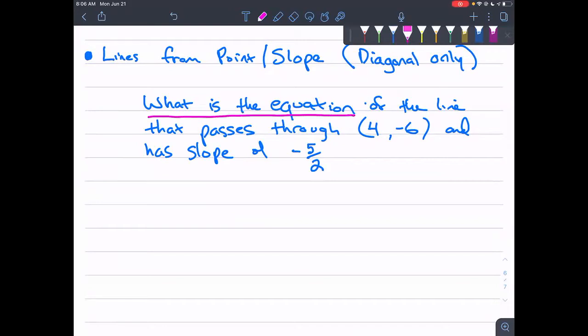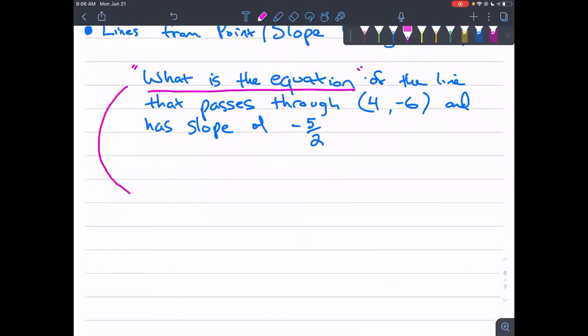A lot of times when you see that phrase, what is the equation of the line, you can use the point slope formula, which is y minus y1 equals m times x minus x1. So you see that phrase, what is the equation of the line? Generally, 90% of the time, you'll use this formula here. And so y minus y1 equals m times x minus x1. Just going to replace three things on that. We're going to replace y1, we're going to replace m, and we're going to replace x1.